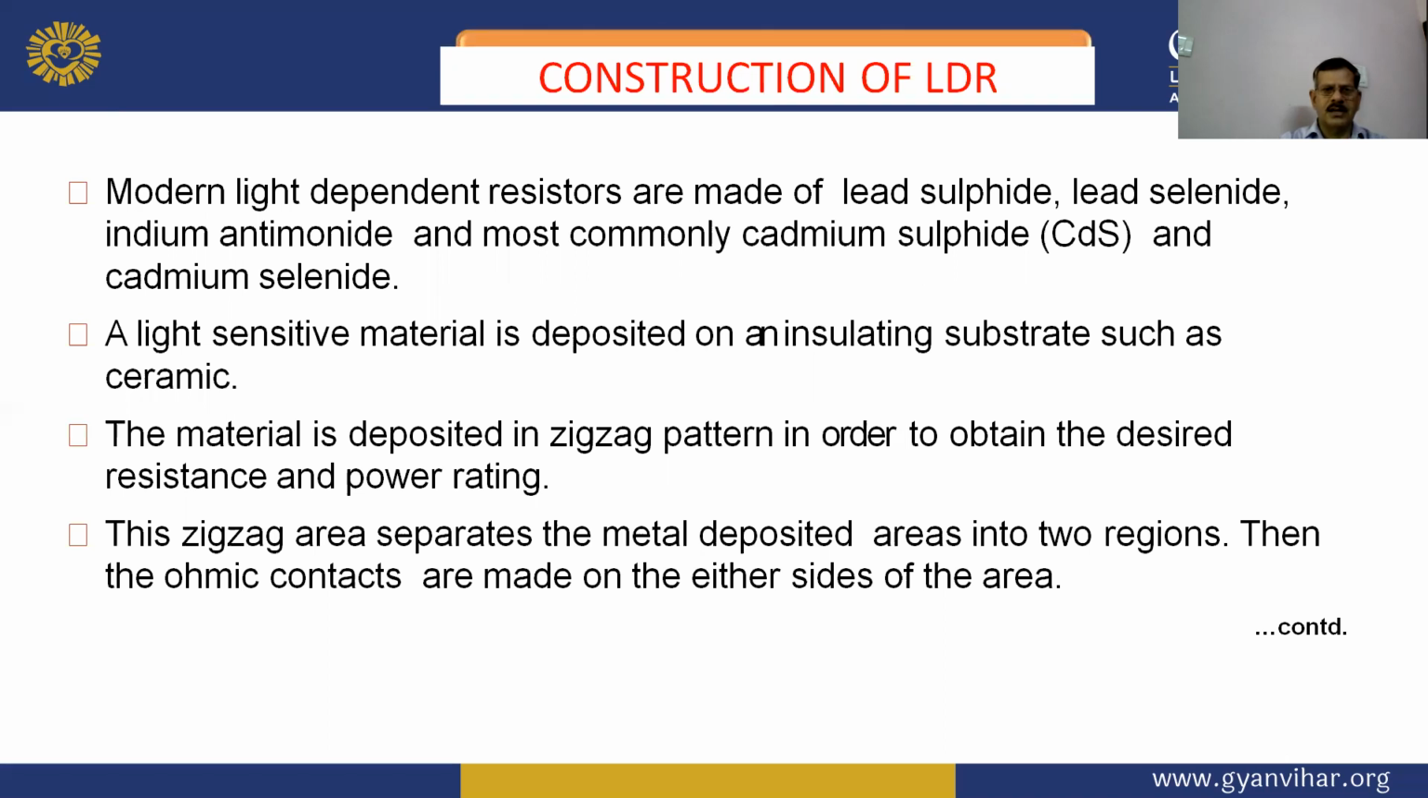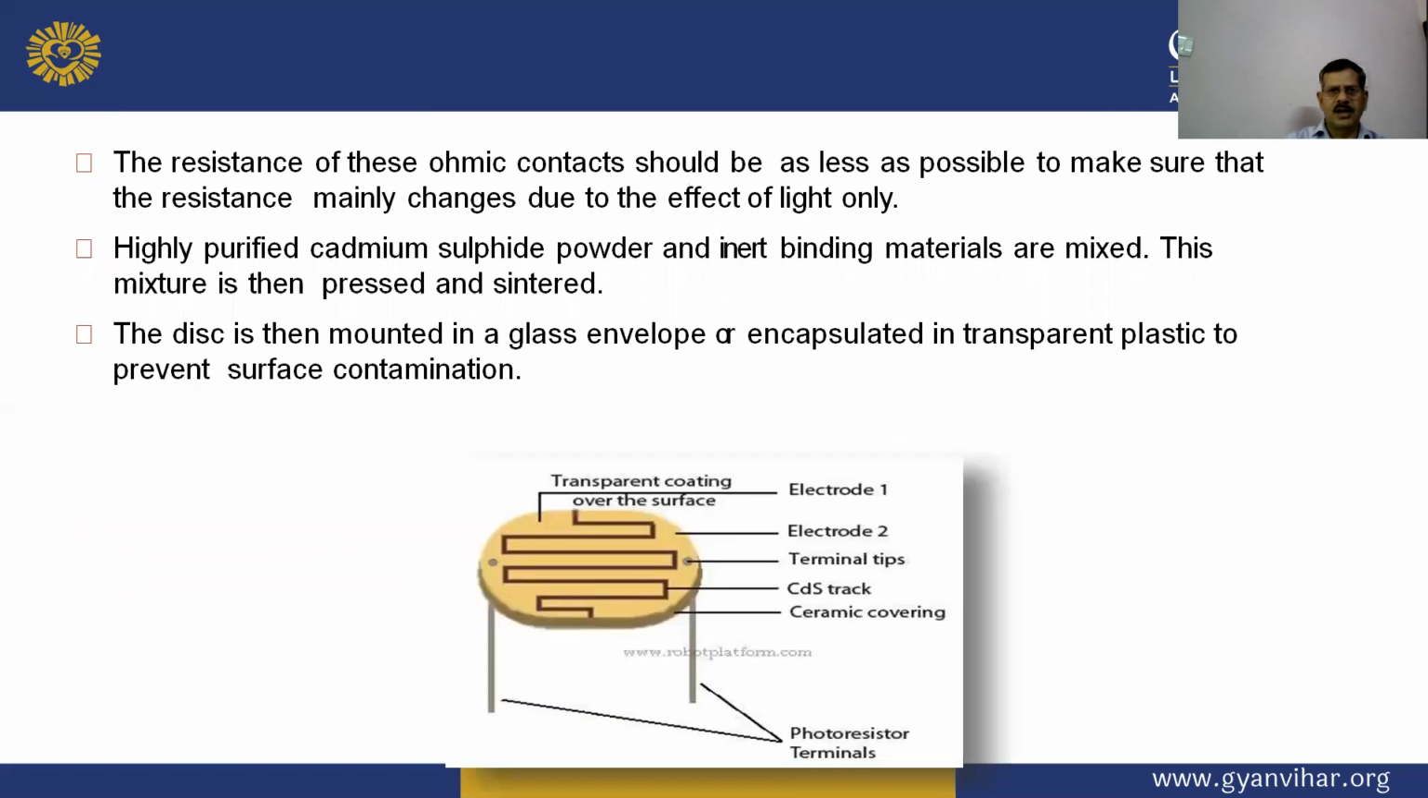This zigzag area separates the metal deposited area into two regions. Then the ohmic contacts are made on either side of the area. In this diagram, we can see the construction structure of the LDR. The resistance of these ohmic contacts should be as low as possible to make sure that the resistance mainly changes due to the effect of the light only.